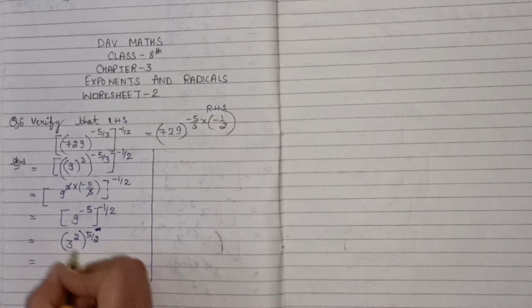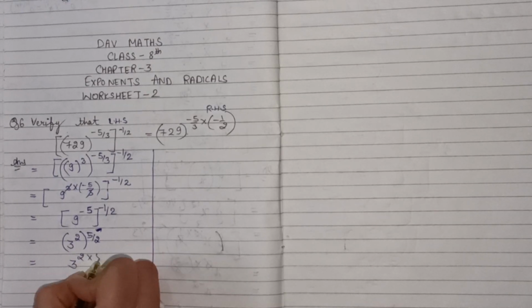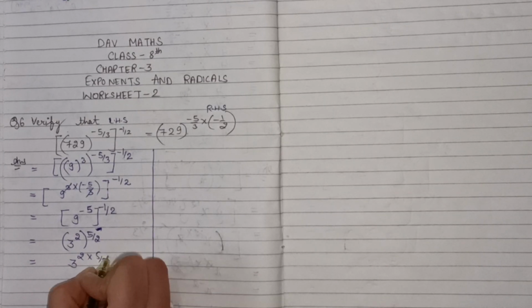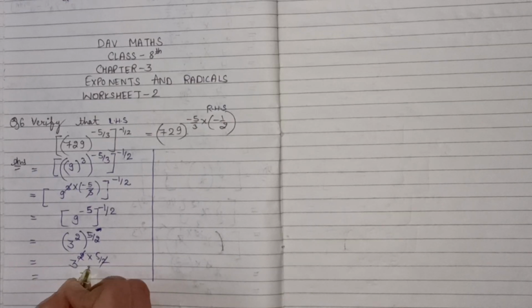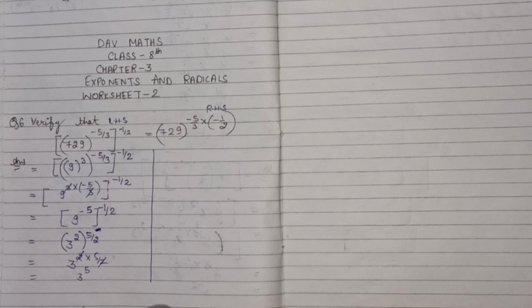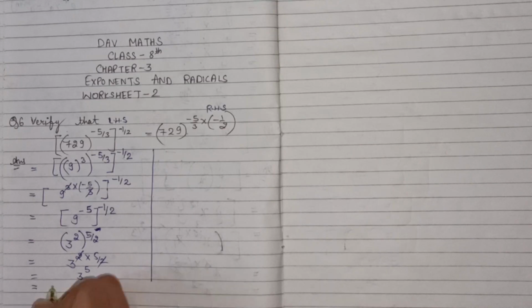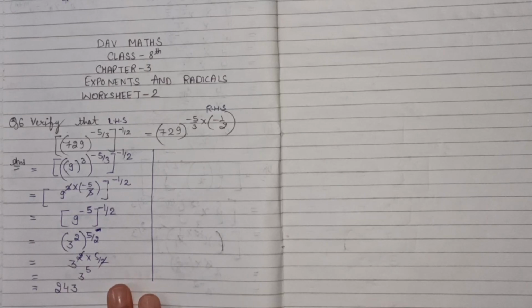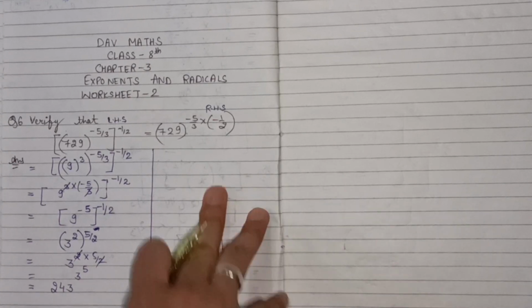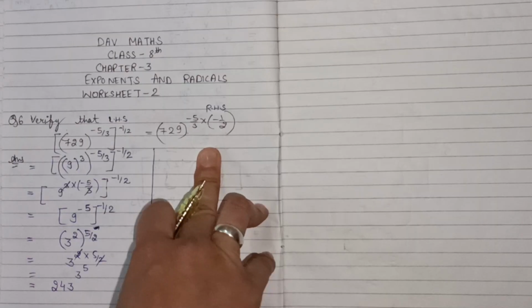Now 3 raised to power 2 multiplied by 5/2. This 2 cuts this 2. Now we have 3 raised to power 5. Now we have to multiply 3 by 5 times: 3 multiplied by 3 multiplied by 3 multiplied by 3 multiplied by 3, which is equal to 243. Our left hand side is equal to 243. Now we can solve our right hand side.